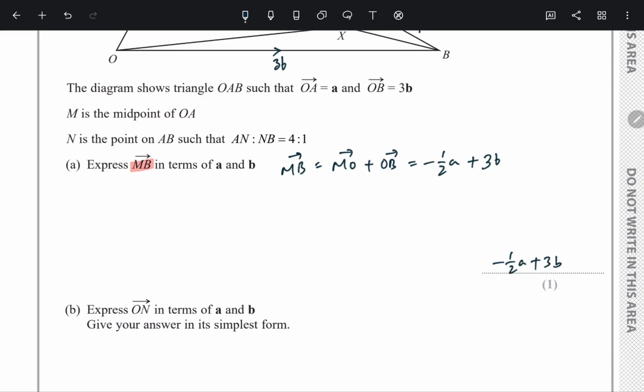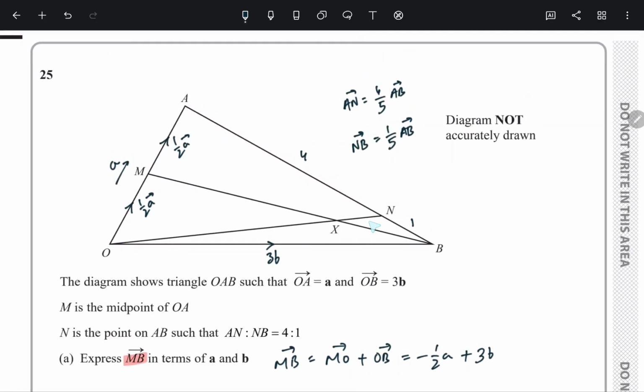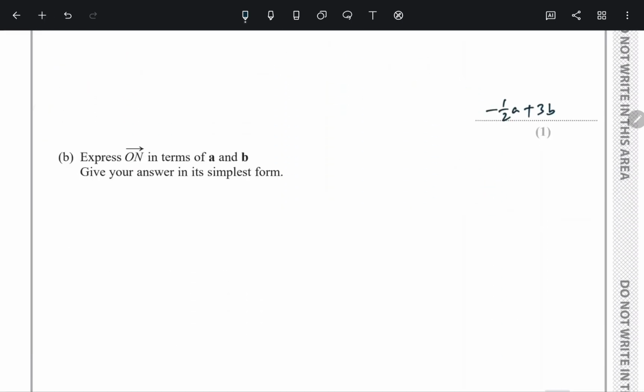Question B, express ON in terms of A and B. You have to find ON. So we can go from O to A and then from A to N. That's going to be ON. We don't know AN yet, so we have to find AB first. So let's write it down. ON is going to be OA plus AN, and OA is A, plus AN is 4/5 of AB.